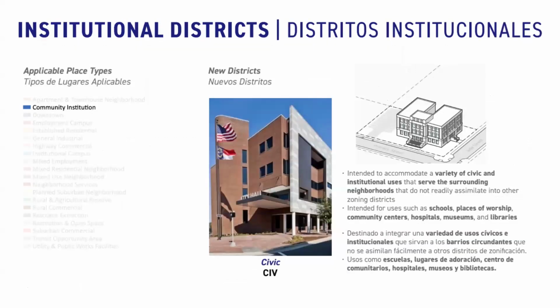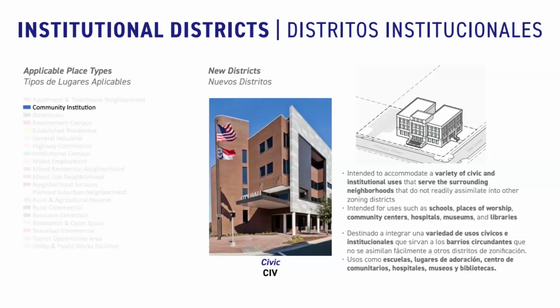All right. And so the next that I want to talk about is the civic zoning district within the institutional districts umbrella. It's essentially intended to accommodate a variety of civic and institutional uses, and those uses serve the surrounding neighborhoods, things like schools, places of worship, hospitals, museums, libraries. City Hall is a great example pictured there.